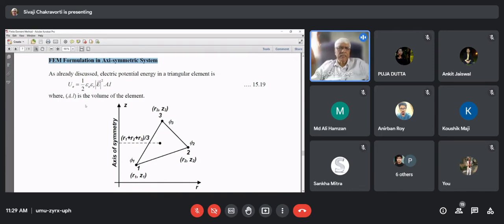Now, if you remember, I told that the total energy of any element is half epsilon 0 epsilon r E square, where E is the electric field intensity within the element. But this half epsilon E square is the energy density, that means energy per unit volume. So we have to multiply it by the volume of the element. The area is well defined. We can calculate the area of the triangle from the coordinates itself.